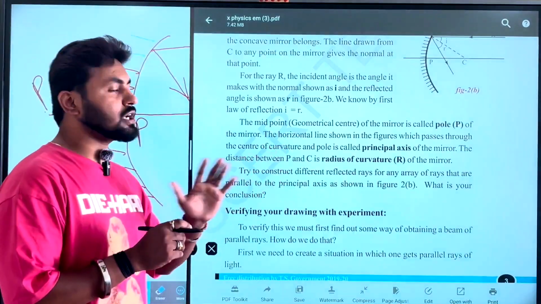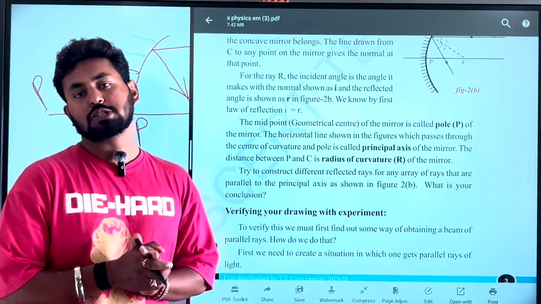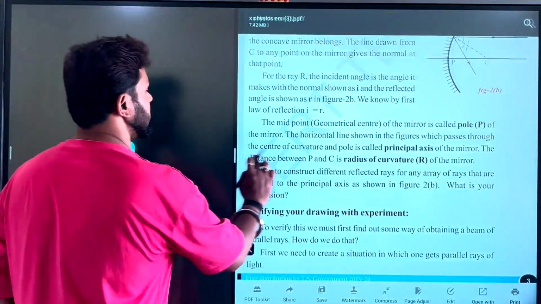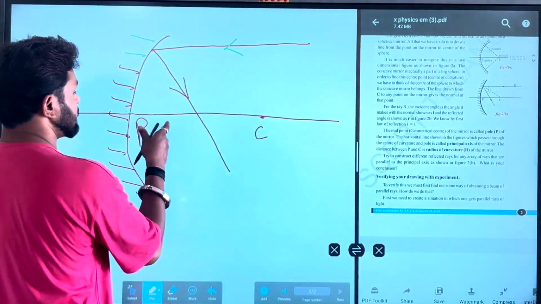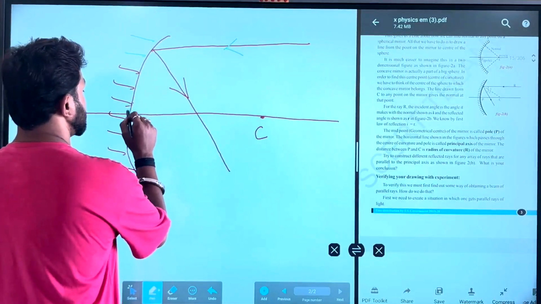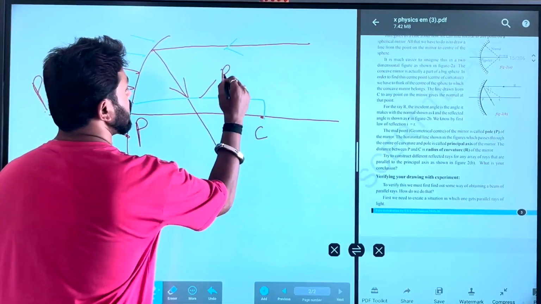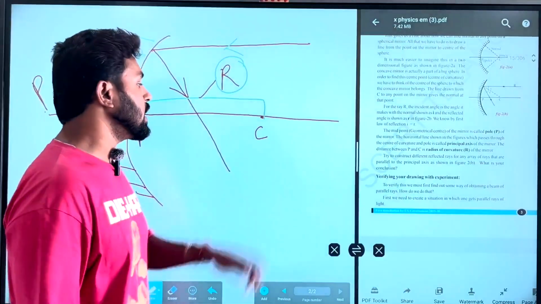The radius of curvature means that the distance from the pole to the center of curvature, as I have shown you in the diagram. Let's say this distance is called R. This distance is called R, that is called radius of curvature.